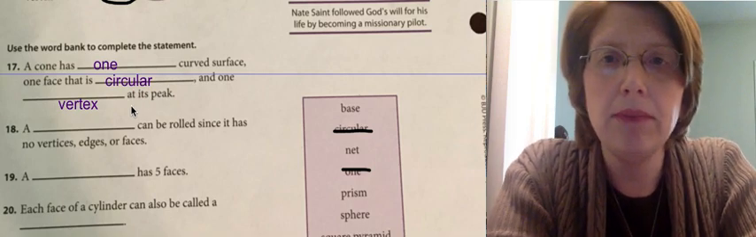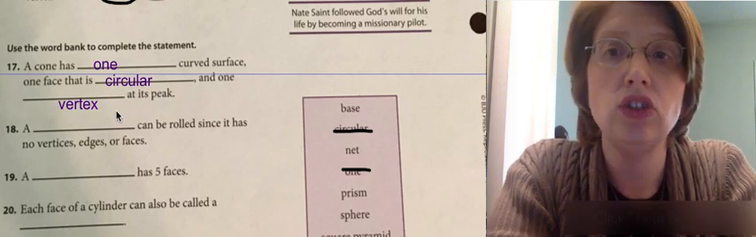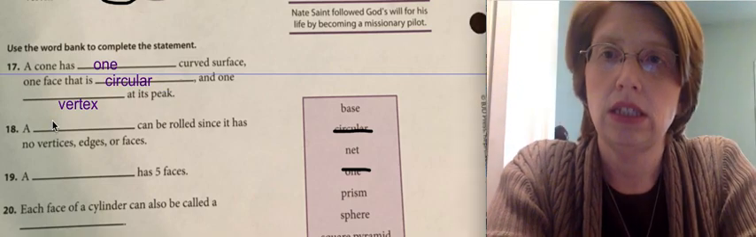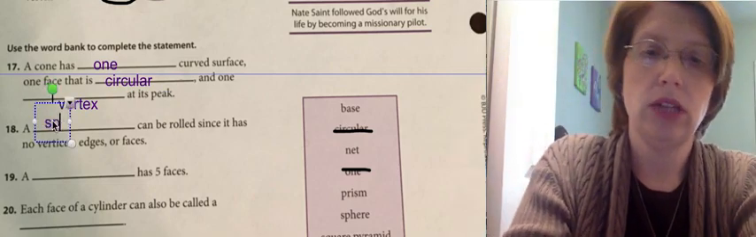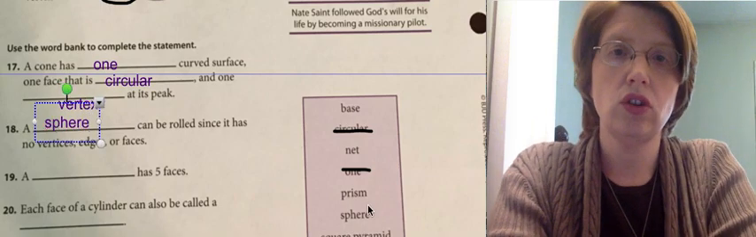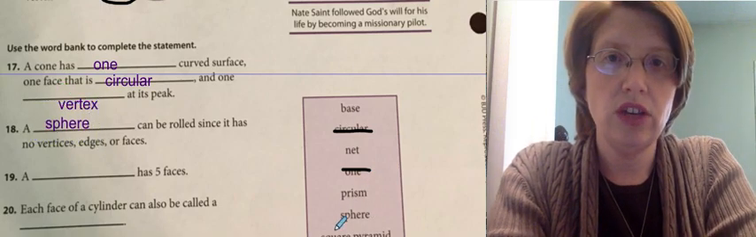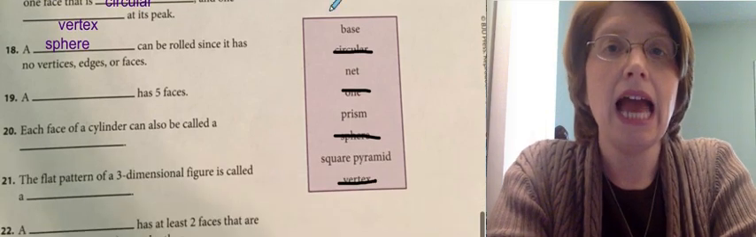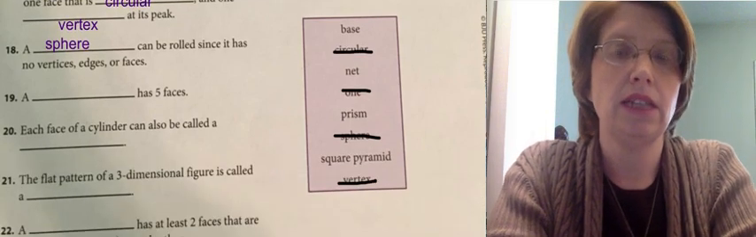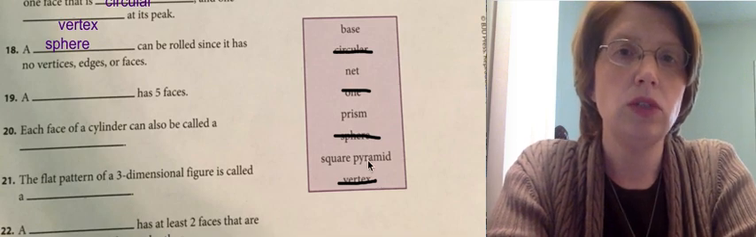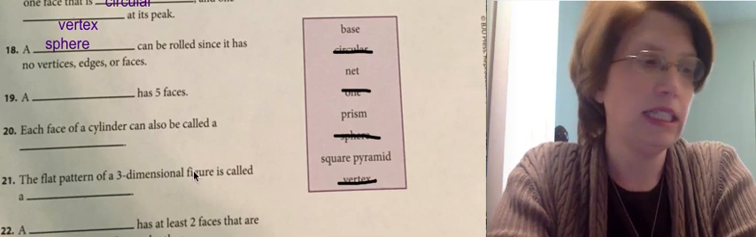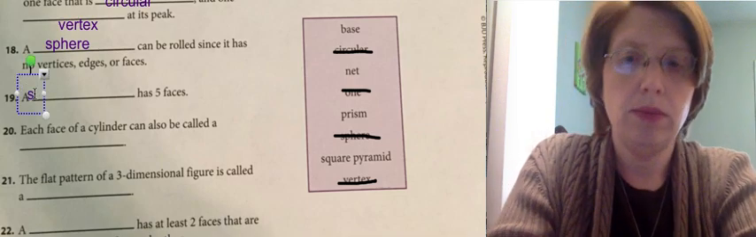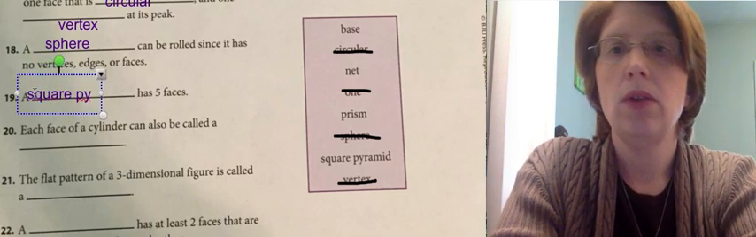A blank can be rolled since it has no vertices, edges, or faces. What doesn't have any of those? A sphere. And a sphere can be rolled. A blank has 5 faces. Which one of these has 5 faces? That would be a square pyramid.